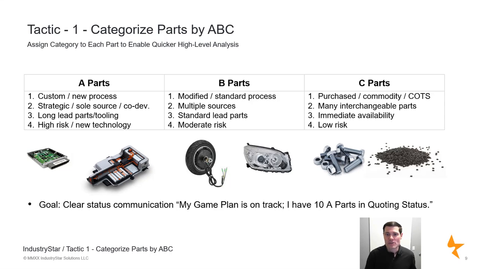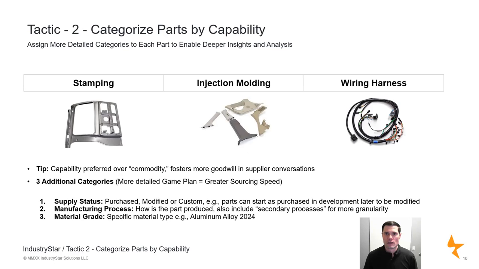It can provide clear internal status communication. For instance, instead of simply communicating that a new product launch is on track, you could add that you have all 10 A parts in quoting status. Another tactic that can improve ABC for more robust analysis is categorizing your parts by capability.